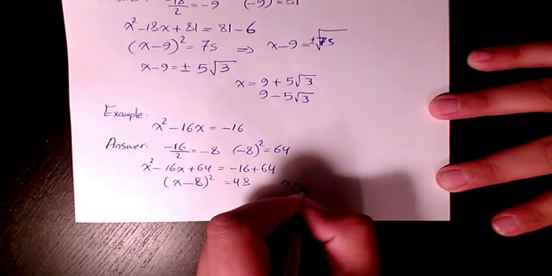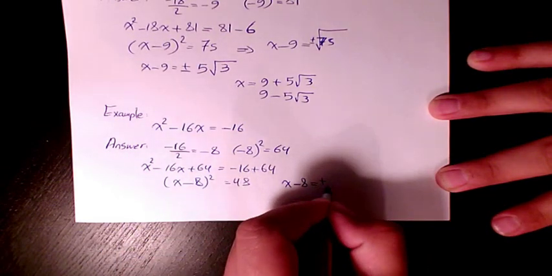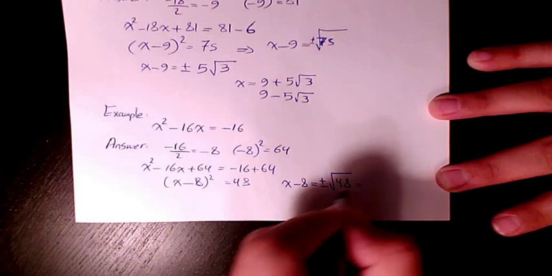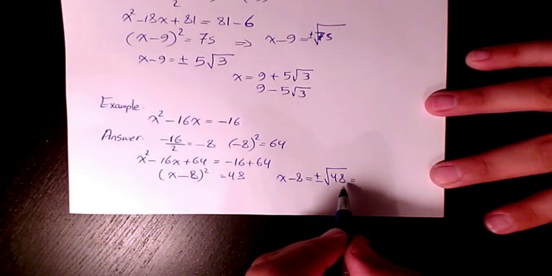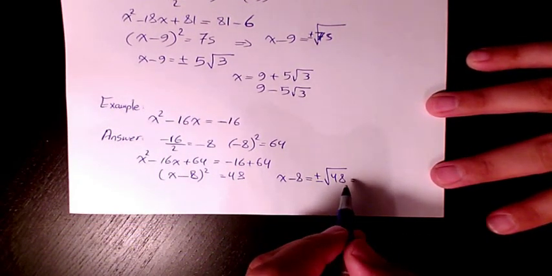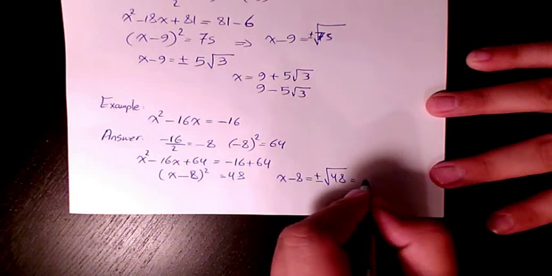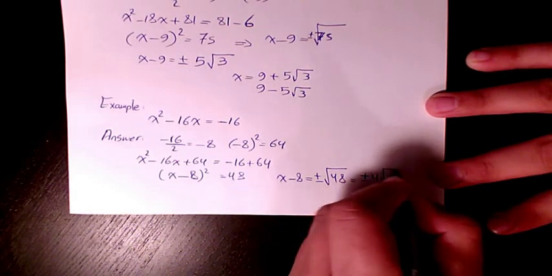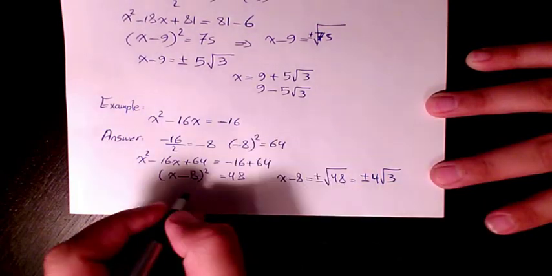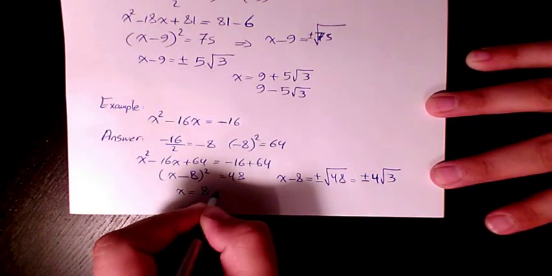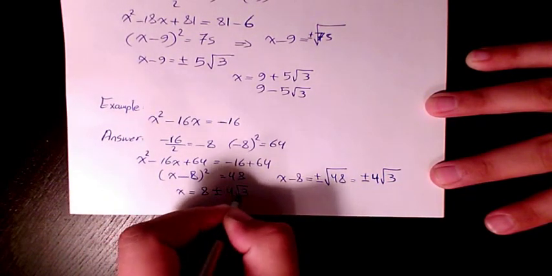So x minus 8 will be plus or minus the square root of 48, and 48 is 16 times 3, so root 3 times root 16. Root 16 is 4, so it will be 4 root 3. So x will be 8 plus or minus 4 root 3.